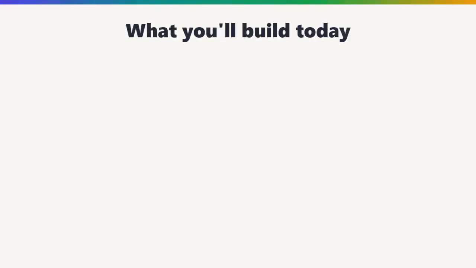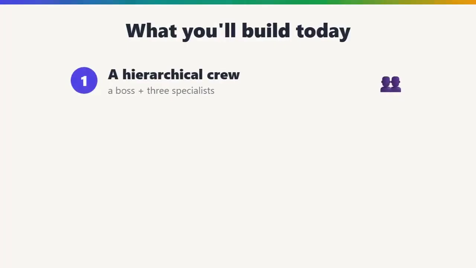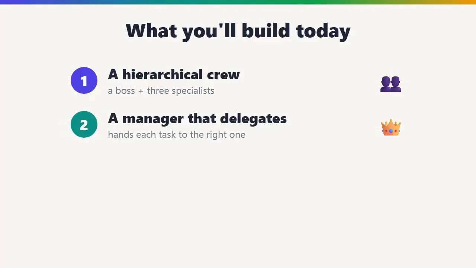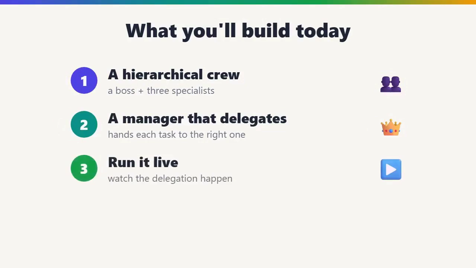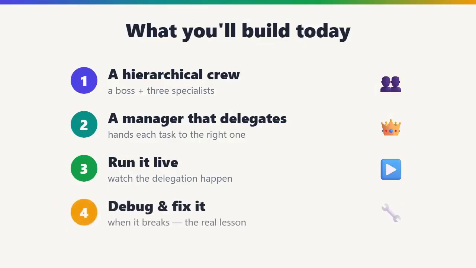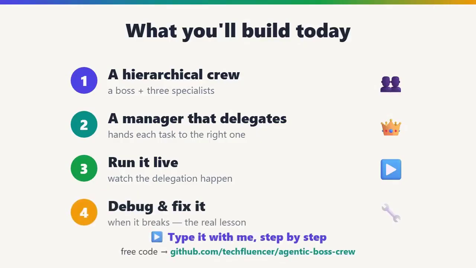Here's what we'll do today. First, build a hierarchical crew, a manager plus 3 specialists. Then, give that manager the power to delegate each task to the right specialist. Run it live, and watch the delegation happen in real time. And when it hits a real bug, we'll debug it and fix it together, the part most tutorials skip. You'll type it with me, step by step. The full code is on GitHub, linked in the description.